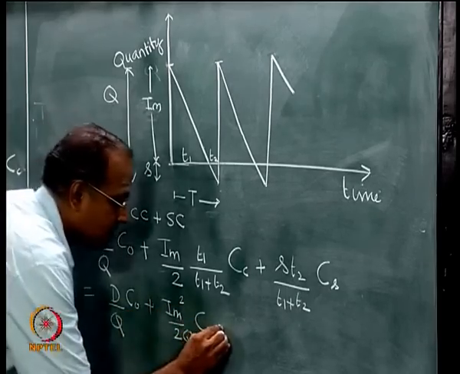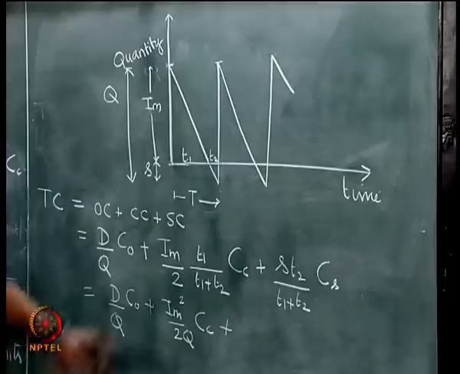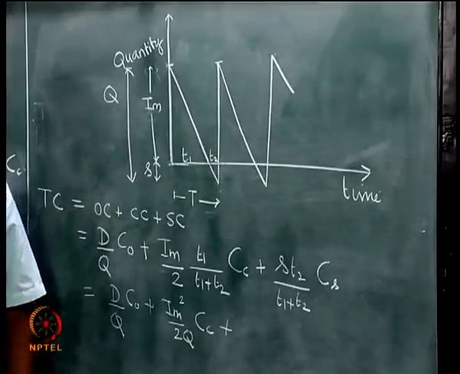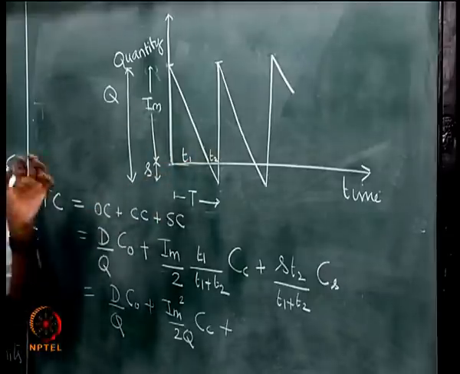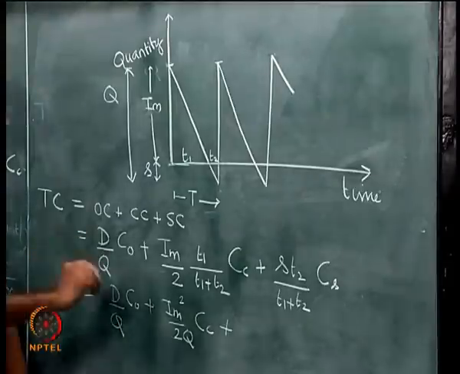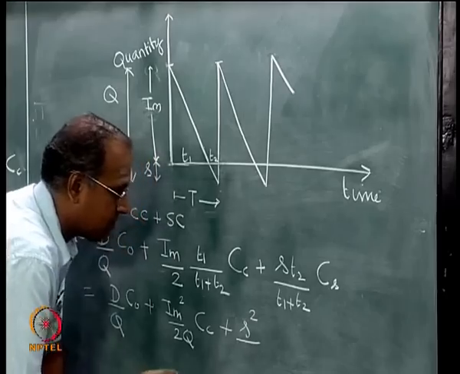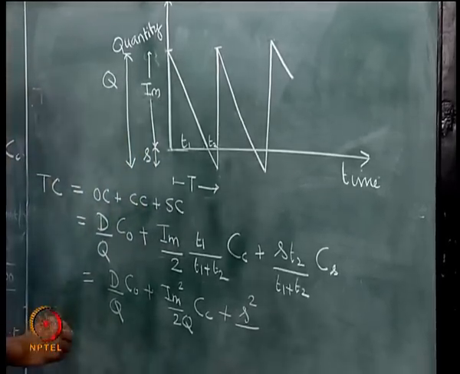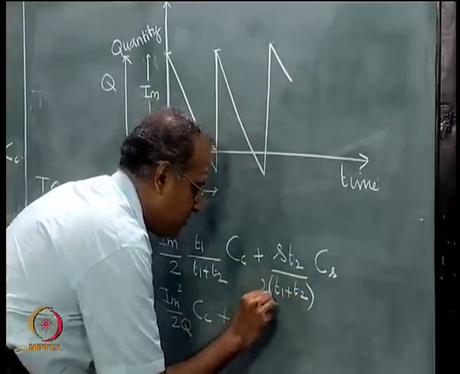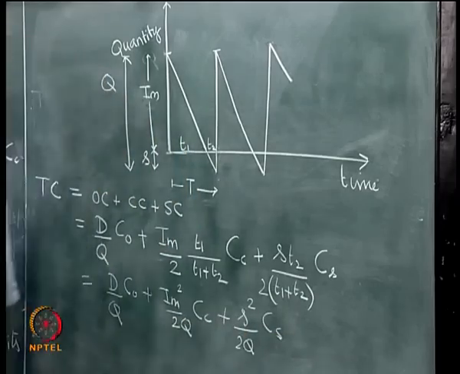Similarly, T2 by T1 plus T2 is equal to S by S plus Im, which will give T2 by T1 plus T2 is equal to S by Q. So on simplification this will give S square by, oh I am sorry, there is a 2 that I have missed here, S by 2. So S square by 2Q into Cs. Let me explain it again.